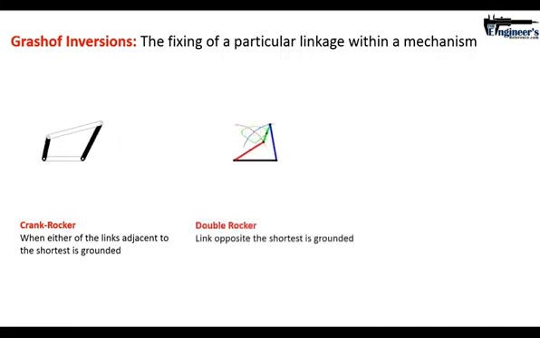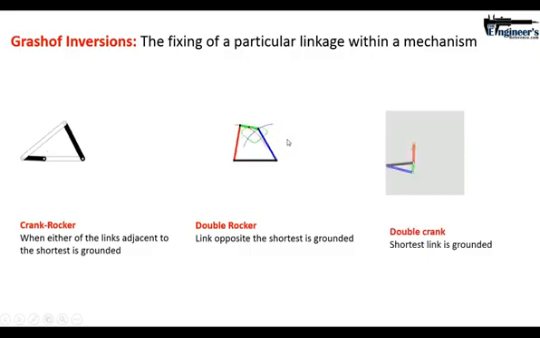When the link opposite the shortest link is grounded, again, this is a different type of configuration. So you've got the shortest link, and the link opposite that is the grounded one. You end up with a double rocker. So nothing makes a complete revolution, neither the input nor the output, and what you end up with is two rockers, a double rocker. And then you've got a double crank. That's what happens when you ground or keep fixed the shortest link, in this case the red. And what you end up with is the input and the output are both making complete revolutions. So that is known as the double crank.